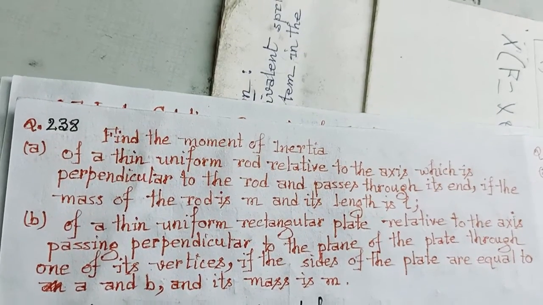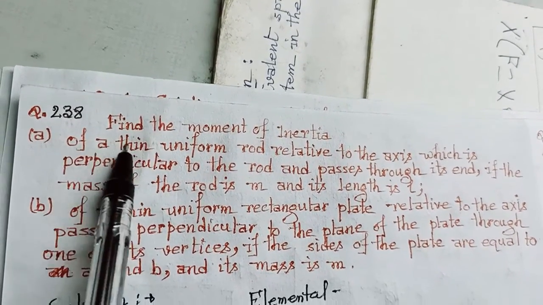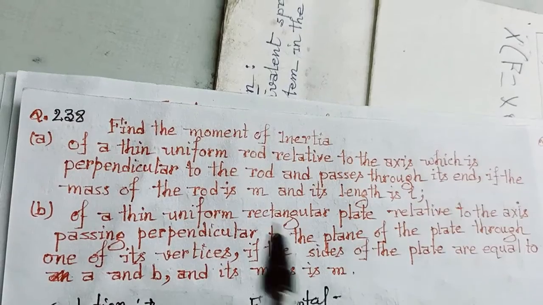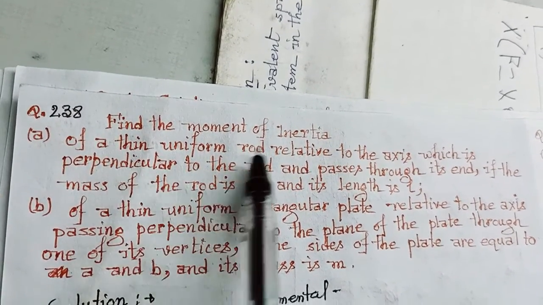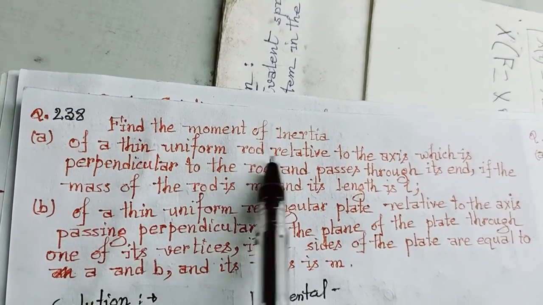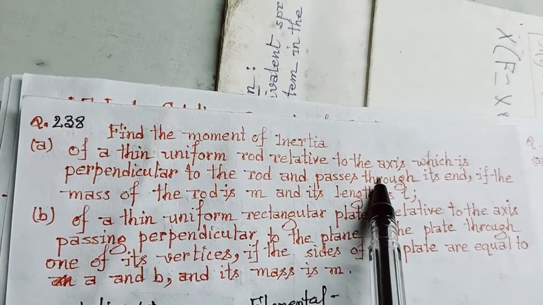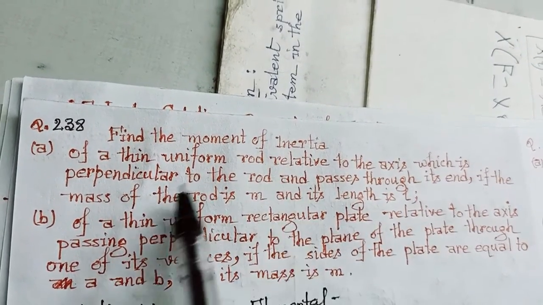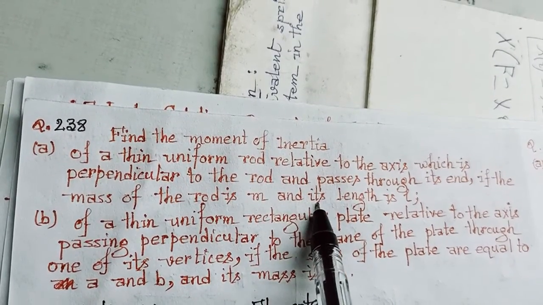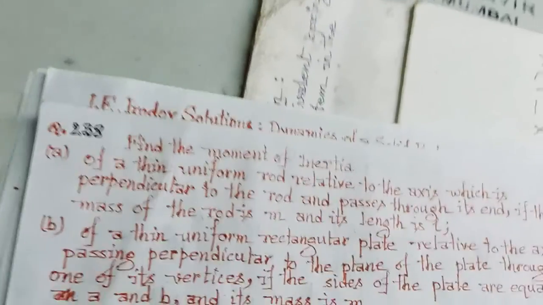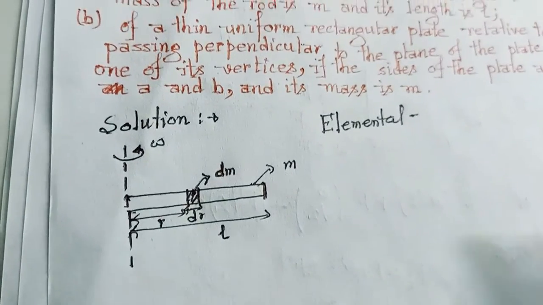Now this is problem number 238 from the book I wrote up from the topic dynamics of solid bodies, and the question is given as: find the moment of inertia of a thin uniform rod relative to the axis which is perpendicular to the rod and passing through its end, if the mass of the rod is m and its length is L. So this is the diagram.